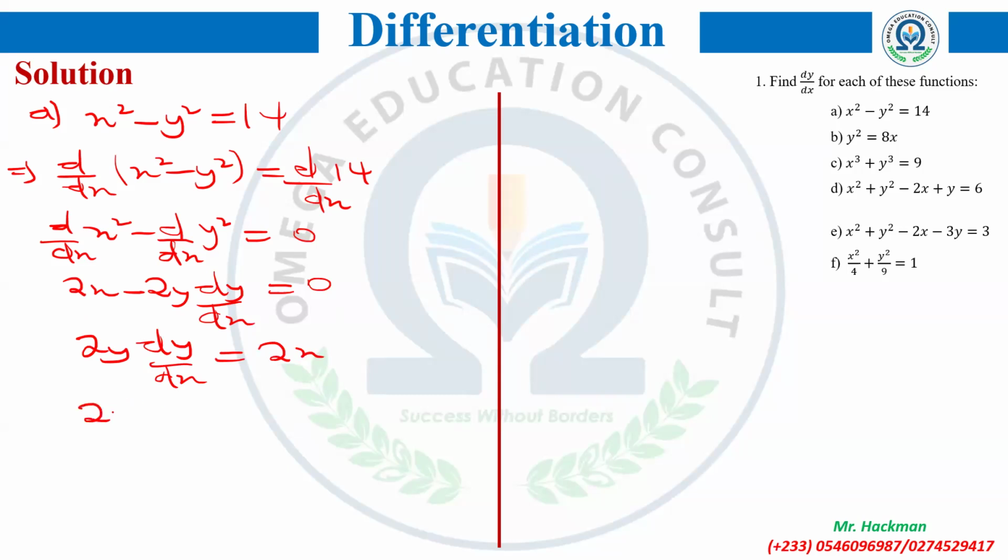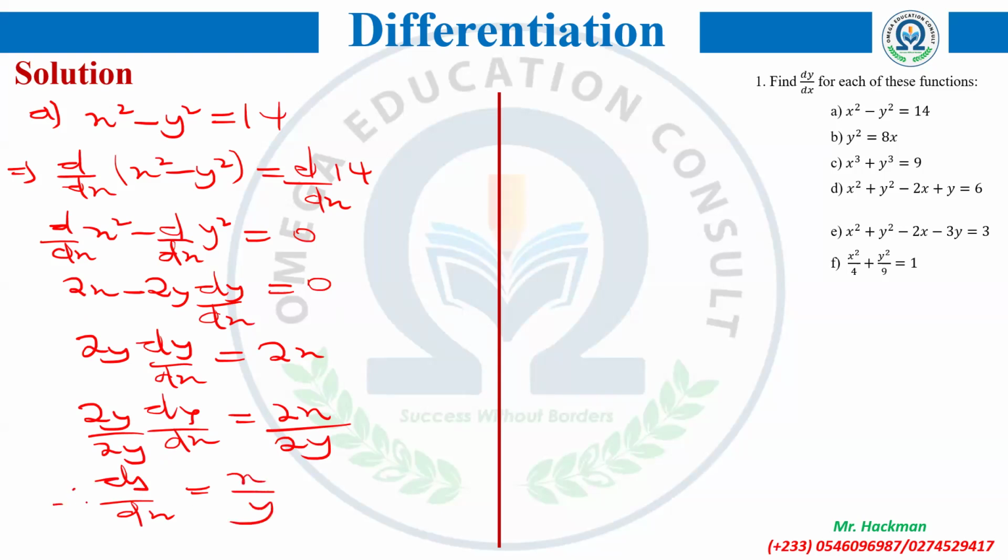I write it again before I divide. I'm looking for dy/dx, so I will divide by 2y. Then it's equal to 2x, divided also by 2y. So this will cancel that. So I will get dy/dx to be equal to x over y. So therefore, dy/dx is equal to x over y. Is my point well made? Yes, please. Okay, very good.